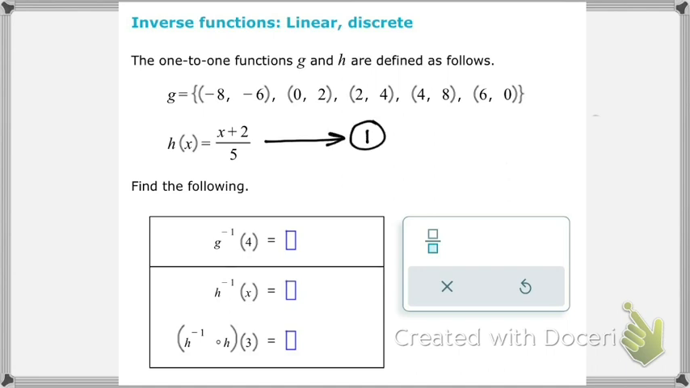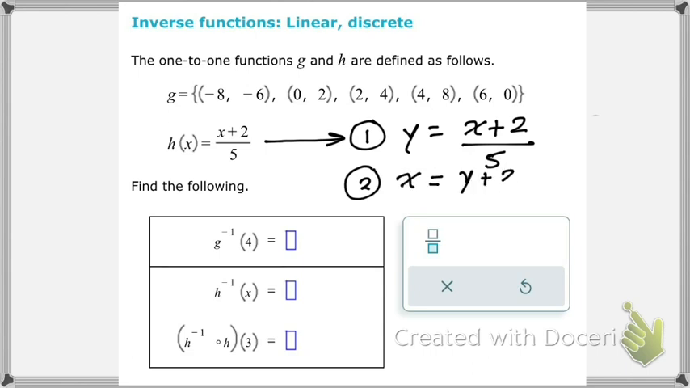Like step 1, I'm going to substitute y for the name of the function. So the name of the function here is h of x. Could be f of x, could be g of x. Whatever the name of the function is, I'm going to substitute a y. That's step 1. Step 2 is I'm going to switch the x and the y. So do you see what I did there? Switched the x and the y.